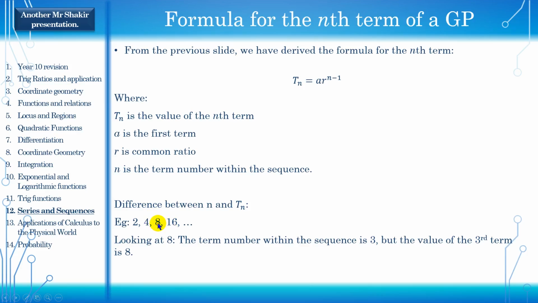But what is the third number? It's 8. T of n, the nth term, and the third term is 8. 8 is the third term, right? The number within the term is 3.